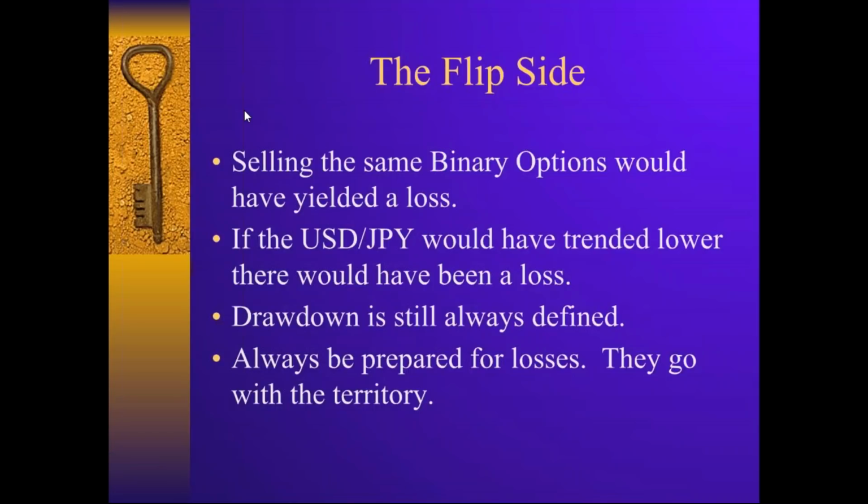So in the example, it was a bullish analysis, and that was the trade that happened to work out properly, and everyone in a perfect world would be very happy. But this doesn't always happen. So if the US dollar JPY would have trended lower, there would have been a loss. So now the drawdown is still always defined, which is nice.